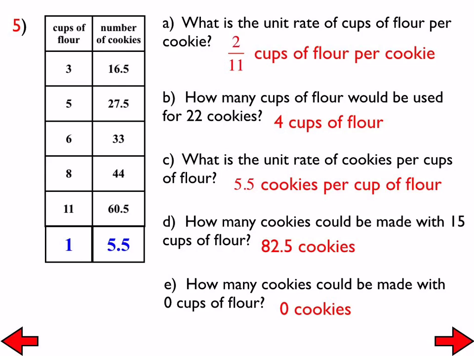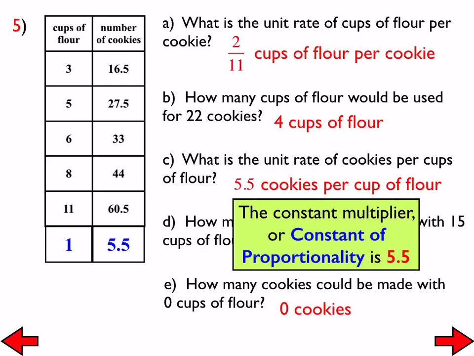So we know that 1 cup of flour will make 5.5 cookies. And so the constant of proportionality is 5.5. That's our constant multiplier. So if we take the cups of flour and multiply each one by 5.5, we get the number of cookies. Everybody find out how many cups of flour you need to make 99 cookies.